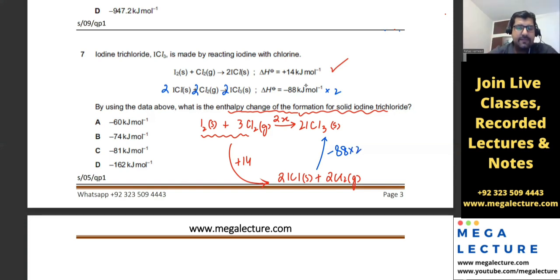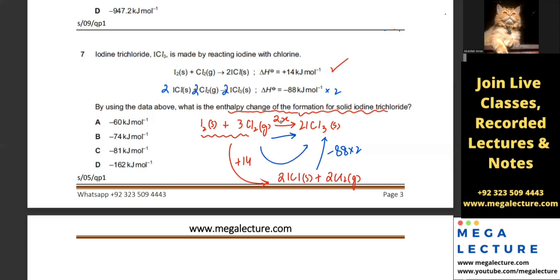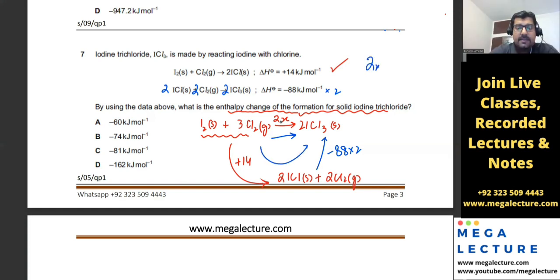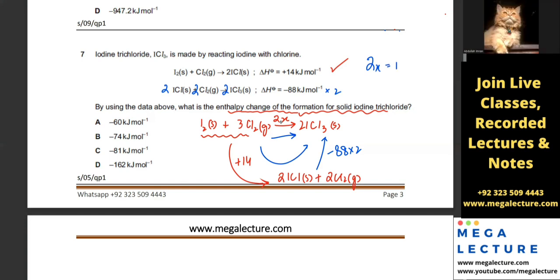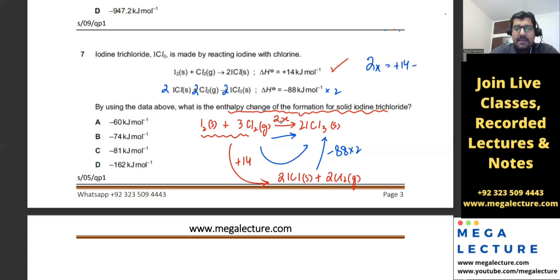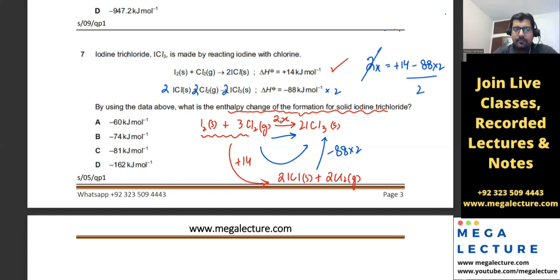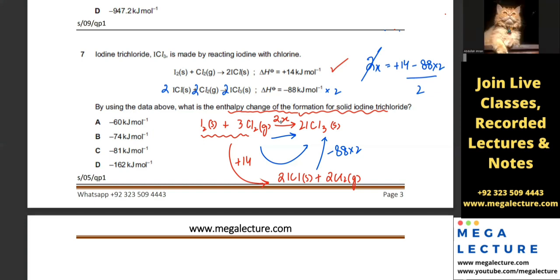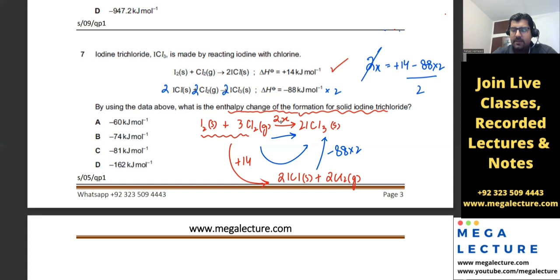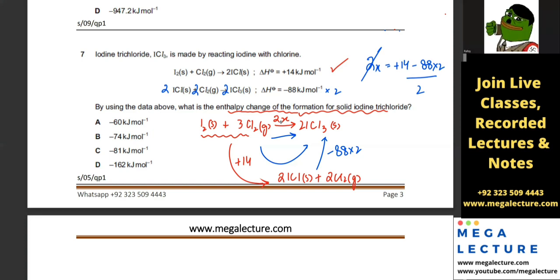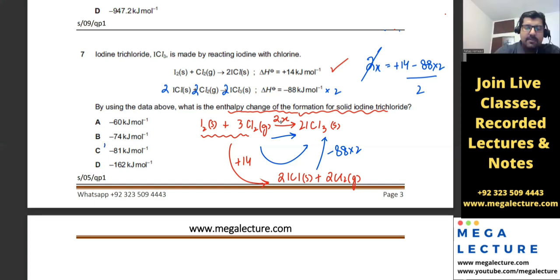So we've created the cycle now, and one path is equal to the other path. So that means this path is equal to this path. So 2x is equal to plus 14 and minus 88 times 2. What do we get for this? Minus 81. Yes, sir. So we're getting minus 81.